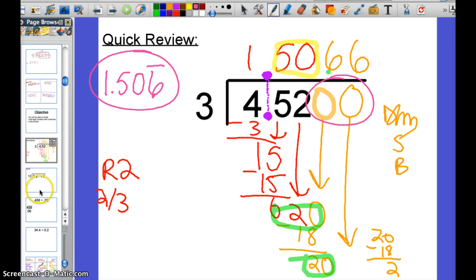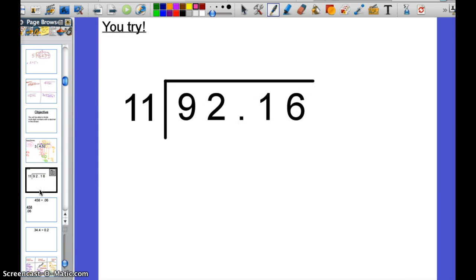Okay. So what I'd like you to do is go ahead and pause the video and try this problem on your worksheet. What you should get, let's just go ahead really quick. I'll show you what you should get. You should bring up this decimal in the dividend to its same exact place in the quotient. And then let's check it out. 92 and 1600ths divided by 11. You should get 8, and if you went to the thousandths place, you should get this.